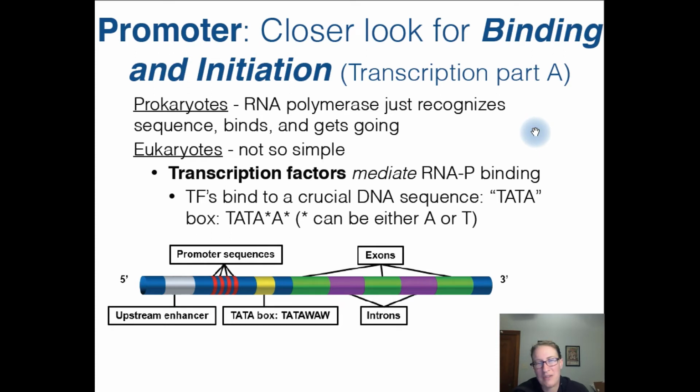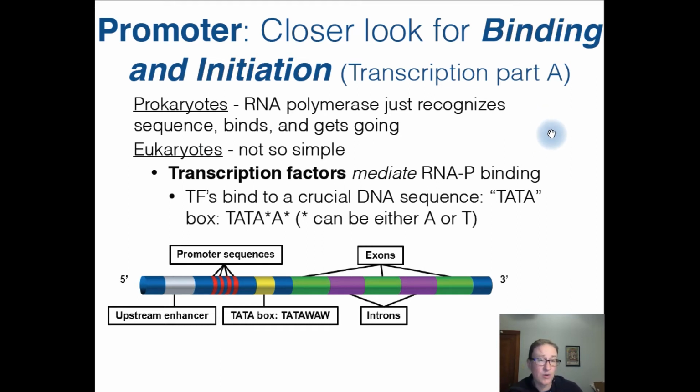In eukaryotes, the process is a little more involved, and we'll talk about this more when we talk about the regulation of gene expression. For eukaryotic organisms, it doesn't just take RNA polymerase. Instead, there's a set of molecules, usually proteins, referred to as transcription factors that mediate the binding of RNA polymerase. These transcription factors have to be present and have to bind in order for RNA polymerase to also bind. They're kind of a prerequisite for RNA polymerase getting to work.